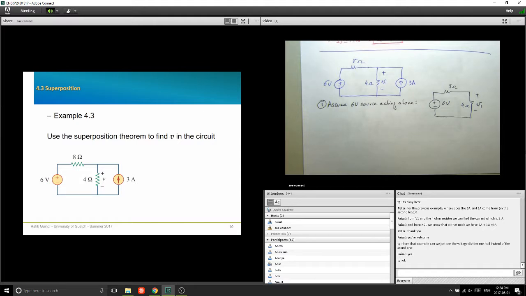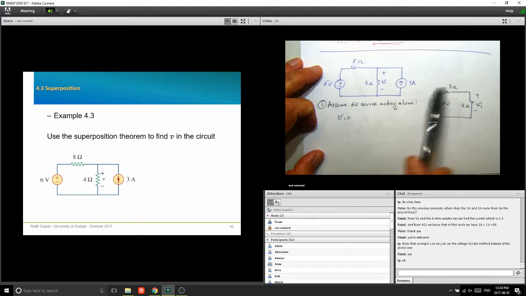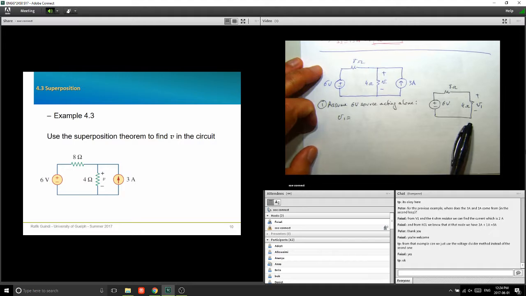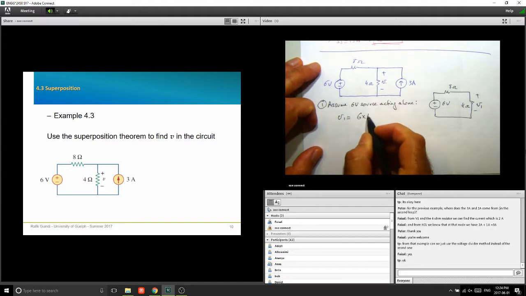Now, this is a significantly simpler, nice little circuit to solve. What is V1? I'm going to use the voltage divider rule. I have 6 volts across 2 series resistors, and I want the voltage across one of them. So V1 is equal to 6 times 4 over 8 plus 4.